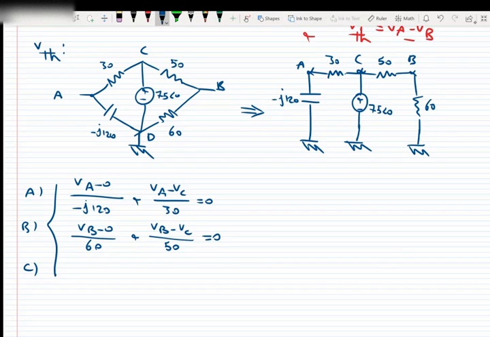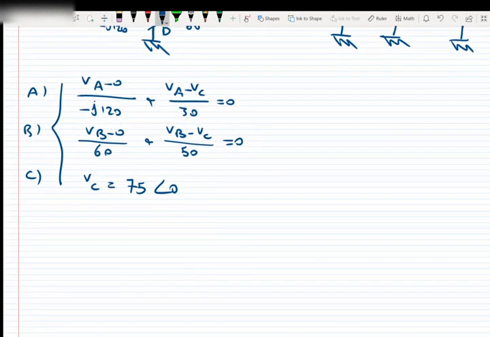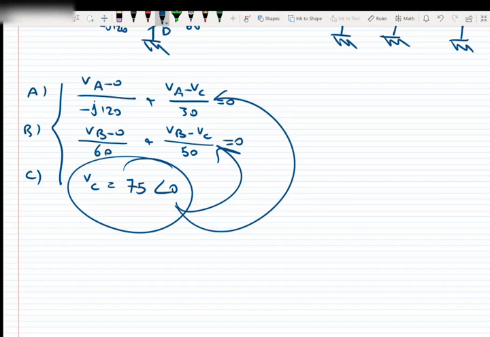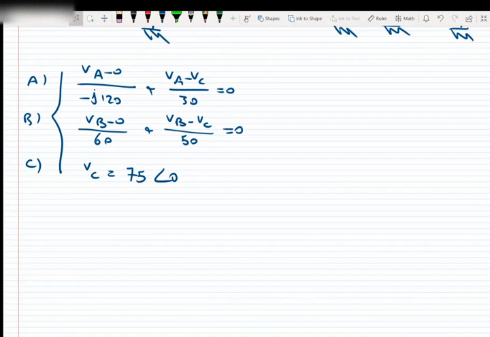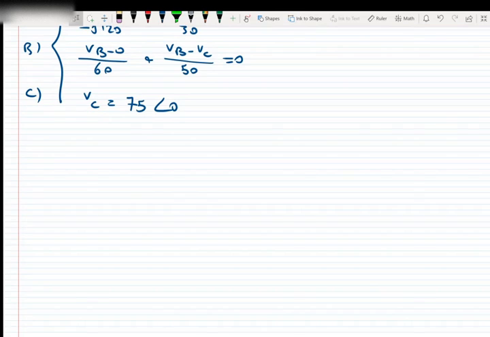Point C. If we look at node C, we see that node C is connected to a voltage source directly, and the other side of the voltage source is also connected to the ground. So we can simply say VC is equal to 75 with the angle of 0. We can solve it in two ways. We can substitute VC in these two equations and solve two equations with two variables, or we can solve it as is, three equations with three variables. Both are the same, so let me solve it this way.